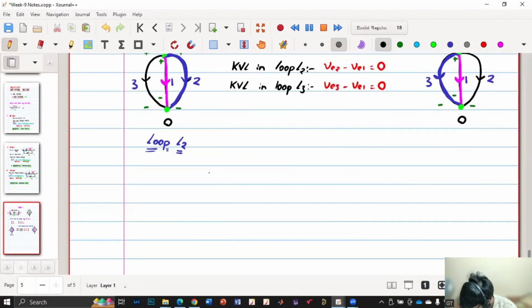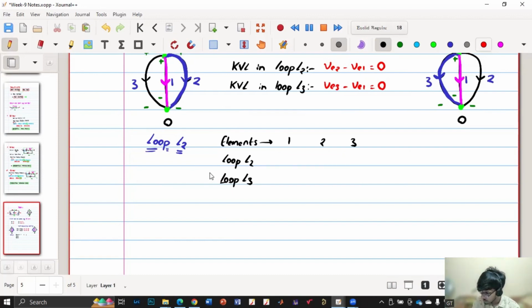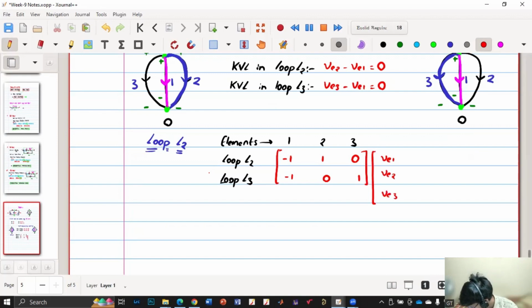So the B matrix has elements as rows and loops as columns. Here we have loop L2, here we have loop L3. So elements are 1, 2, 3. So in the first row, what will we be getting? Coefficients: -1, +1, 0. And second: -1, 0, +1. So this is multiplied by VE1, VE2, VE3, and RHS is 0.